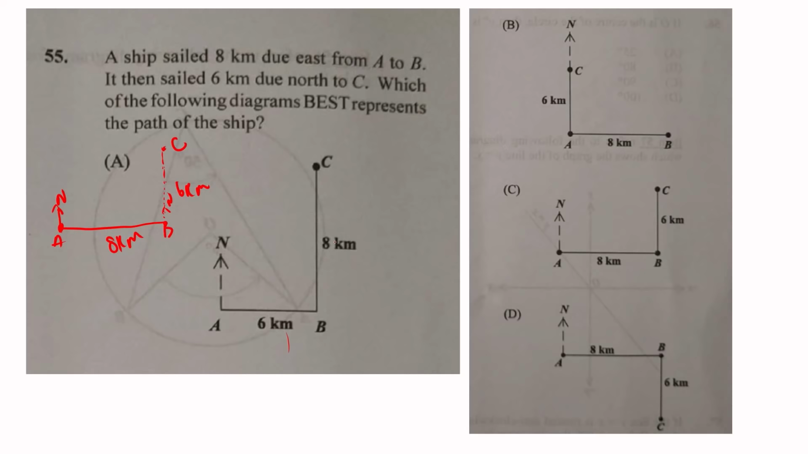Alright, so which diagram best represents the path of the ship? Now we can look at it. No, it should never go south. Not that. No, it moves from B to C. So therefore the answer is C.